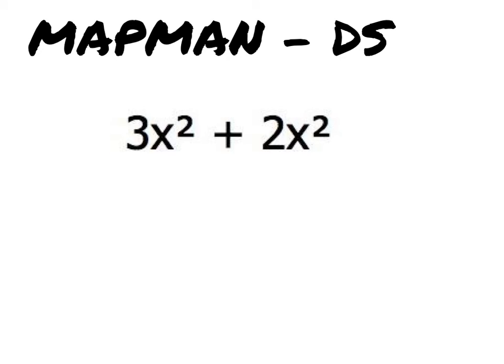Okay, in this next example, again, we have to figure out our operation, and this is the operation of addition. So what Map Man has told us, if we're adding or subtracting, we do nothing to our exponents. So we'll just say 3x squared plus 2x squared is 5x squared. No funky things are happening to our exponents.